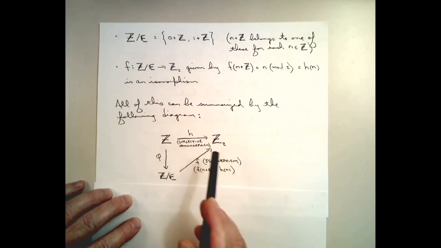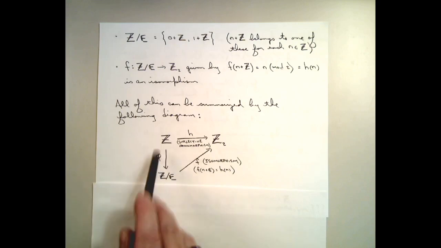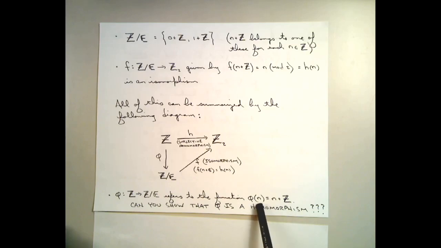Then it turns out that in this case, the vanishing set E is an ideal, and so Z mod E is a ring, and using this isomorphism right here, it's isomorphic to Z2. Now I also have this function phi that's going from Z to Z mod E, and that's referring to the function that sends each n in Z to the coset that contains n.